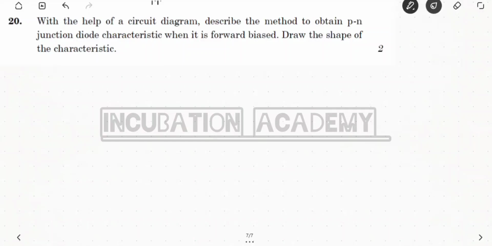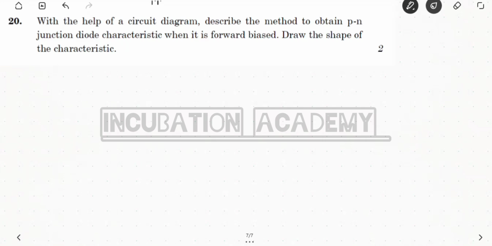Welcome everyone. The question displayed is question number 20 of the CBSE 2025 physics question set 1. If you go by the order, the short questions start from question number 17. Now 17, 18A or 18B, and now 19 and 20. So if you go through the series of questions, now it is question number 20.